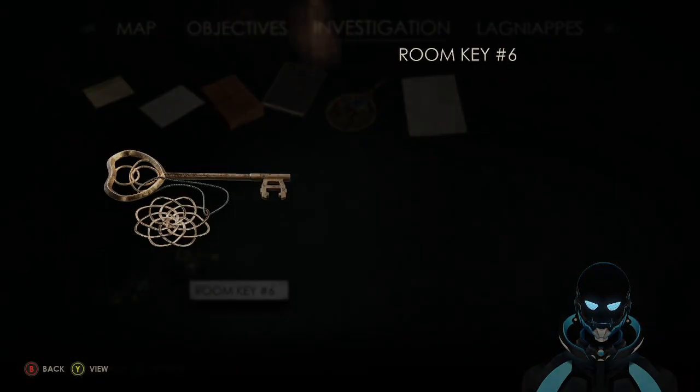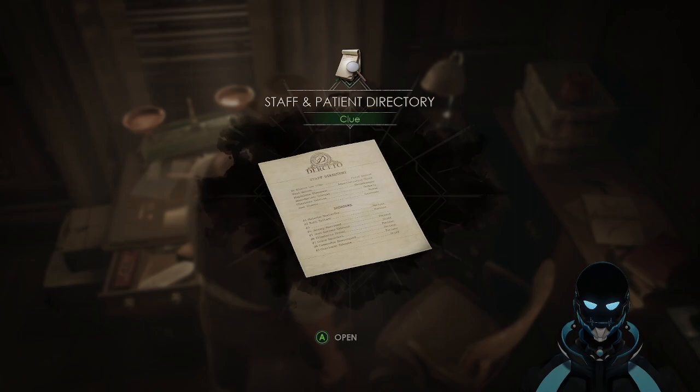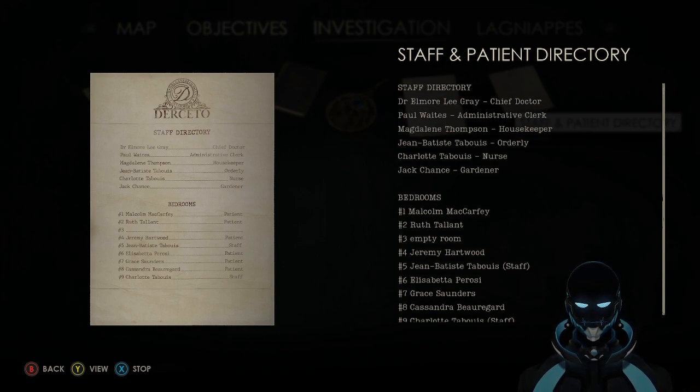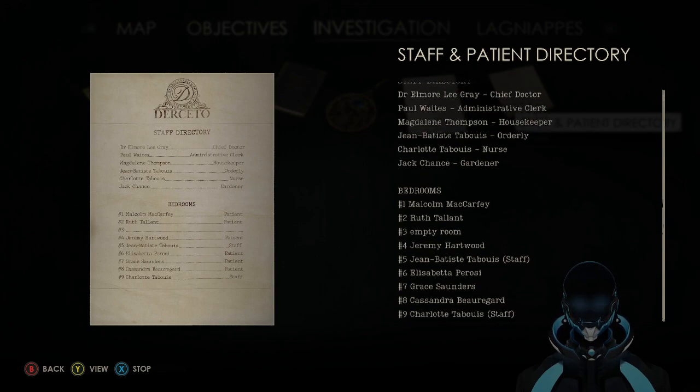Room key number 6. Dr. Elmore Lee Gray is DeSeto's chief doctor. Accounting and all administrative work is handled by me, Paul Waits. Magdalena Thompson, or Mags, is responsible for the household. Jean-Baptiste and Charlotte Tabois are responsible for keeping the guests' medical regimens in check. Finally, Jack Chance is our gardener, who can occasionally be seen in the conservatory, but is for the most part busy outside. There are currently 6 guests at DeSeto.